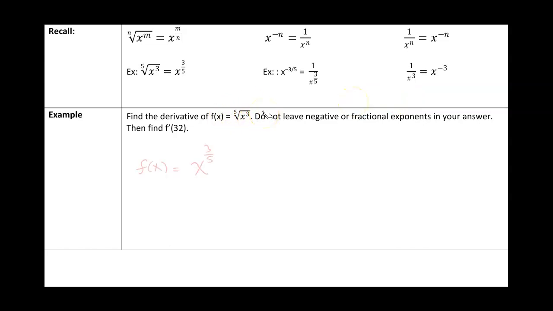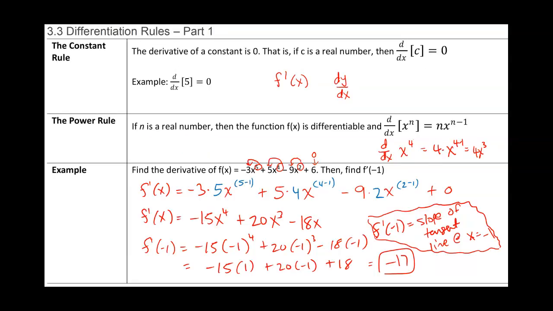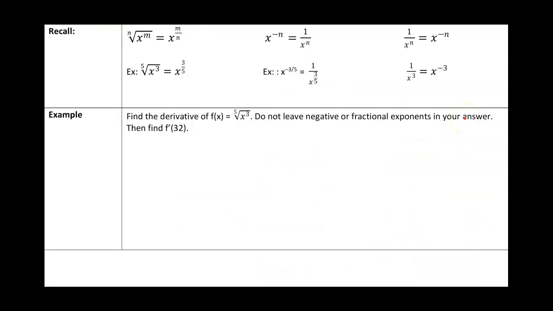Okay, so we have f of x equals x to the 3/5. Now by the rule that we learned in the previous slide, the exponent comes down and we subtract 1 from the exponent. So same thing happens here. The 3/5 comes down, which is the exponent, and we always subtract 1 from what the exponent is. So we have 3/5 minus 1.